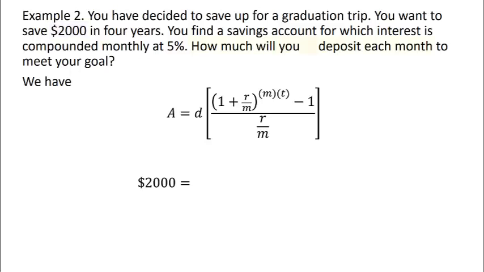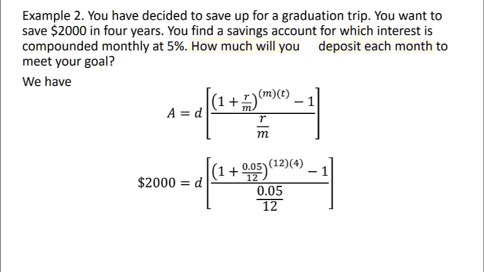The question is asking how much we need to deposit each month. So we're looking for D. Our interest rate is 5%. Our interest is compounding monthly. We're saving for 4 years. And so therefore, our formula looks like this. Using a calculator, we compute the quantity in brackets and then divide 2,000 by 53.0148 to learn that we need monthly deposits of $37.73.